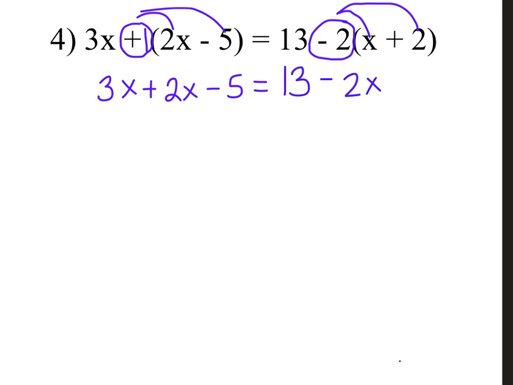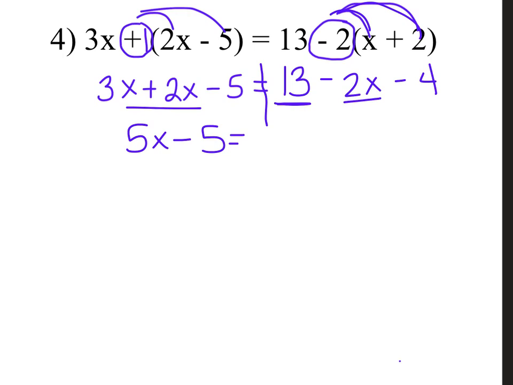13 minus 2x minus 4. So I distributed that, became that. That became the -4. Now, combine like terms. So on this side of the equal sign, these two are like terms. And on this side of the equal sign, the 13 and the -4 are like terms. Okay, so I combined 13 and -4 and got 9. And then the 2x just got brought down because there was nothing to do with it.